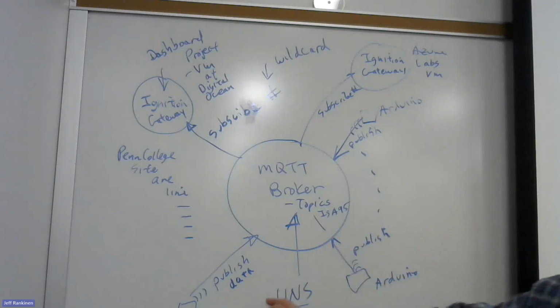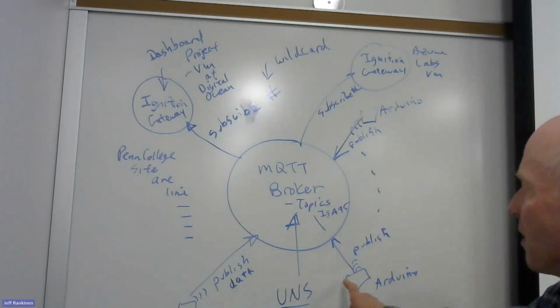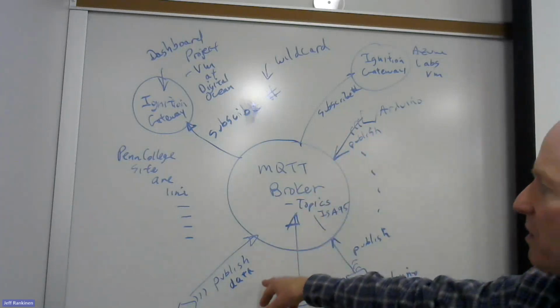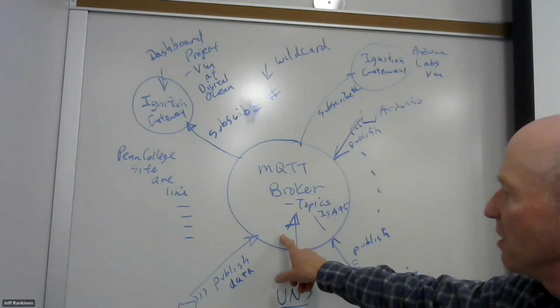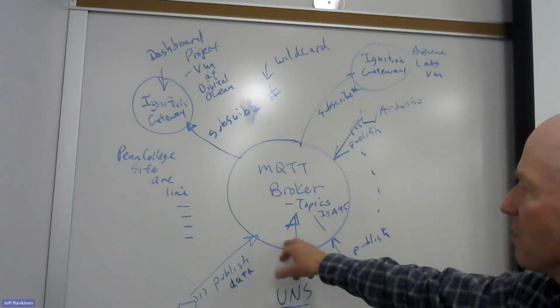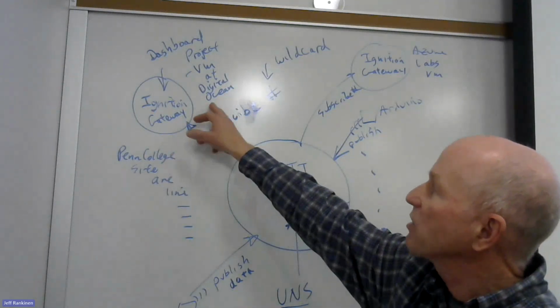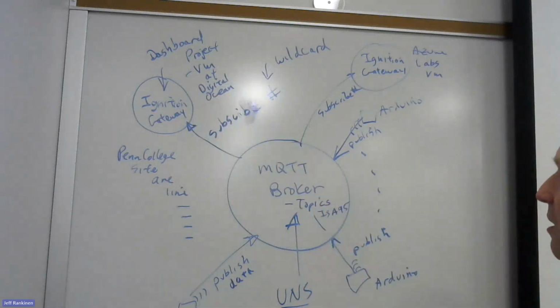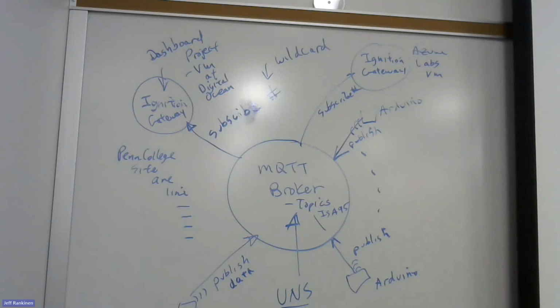The idea is that we have our Arduinos connecting to Wi-Fi. Everybody has their own Arduino, and we're all going to publish to the same broker. We're going to simulate OEE type data into the broker, and then use the Ignition gateway and the dashboard project to visualize that data. So let me share the screen so you can at least get an idea.